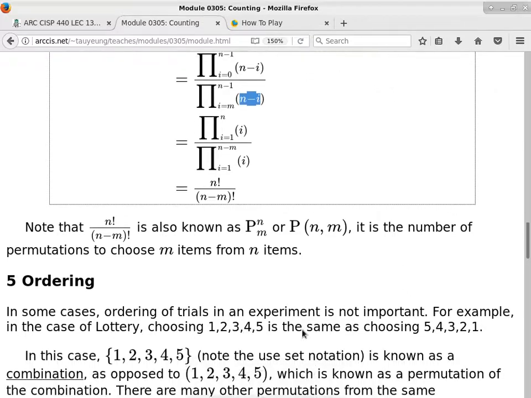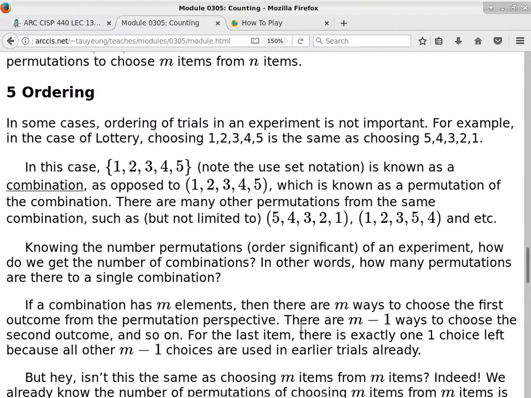So the next item, which is in section 5, talks about ordering, because sometimes ordering does not really matter. Everything that we have done up to this point has to do with permutations. And in permutations, ordering matters. 1, 2, 3, 4, 5 is not the same as 5, 4, 3, 2, 1. But there are cases where ordering is not important, such as in lotteries. Lottery tickets, the order does not matter.